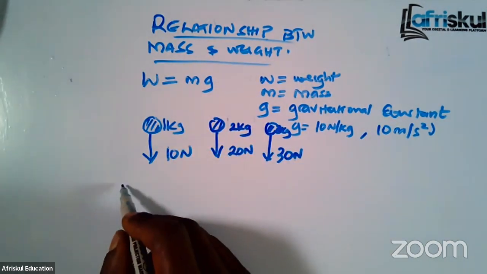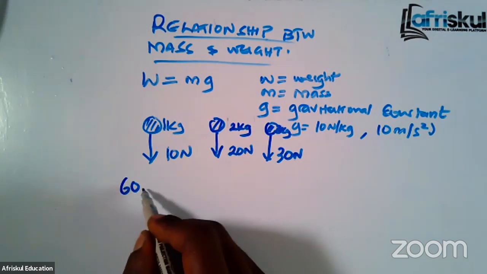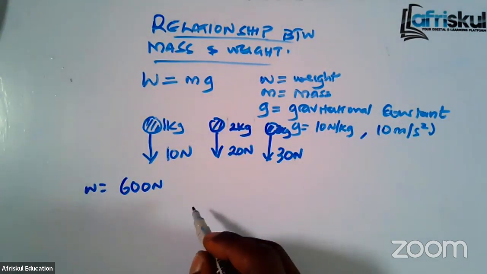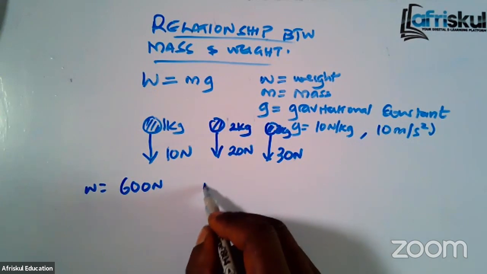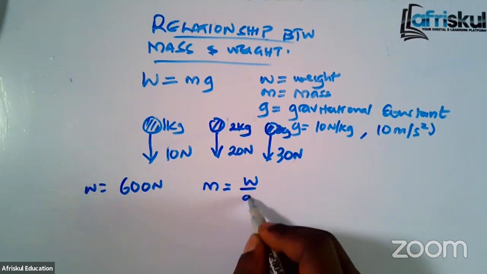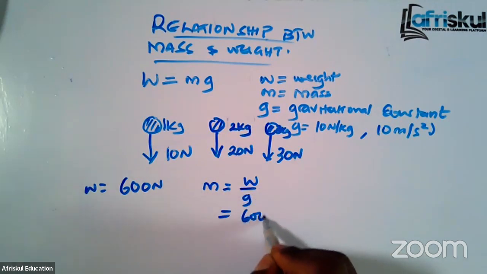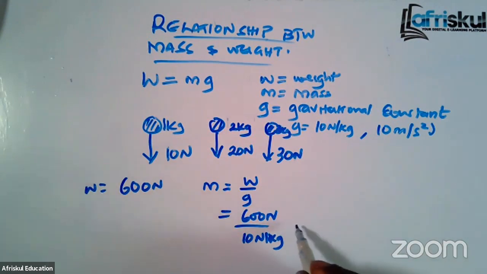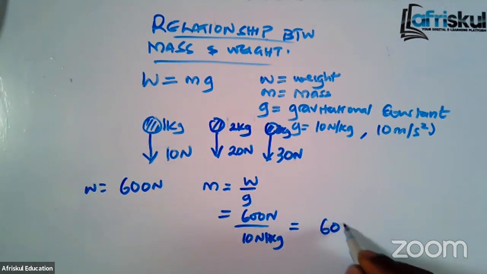So say if somebody weighs 600 newtons, what is the mass? So this is the weight. Weight is equal to 600 newtons. So how do you find mass? From the equation above there, you get mass by dividing weight by g. So it's going to be 600 newtons divided by 10 newtons per kilogram. The newtons are going to cancel, so that will give us 60 kilograms. So that is how you are able to relate the mass and the weight.